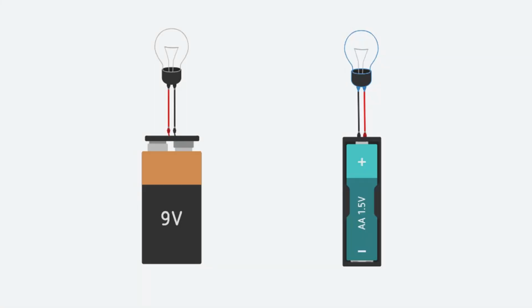Now let's examine the effect of the volt value on the brightness of a lamp. On the left side of the simulation, there is a lamp connected to a 9-volt battery, and on the right side there is a lamp with the same value connected to a 1.5-volt battery. When we run the simulation, we see that the brightness of the lamp connected to the 9-volt battery is much higher than the brightness of the other lamp.